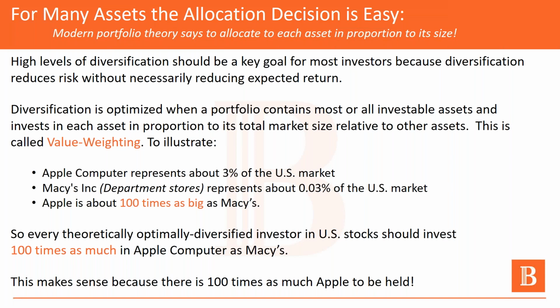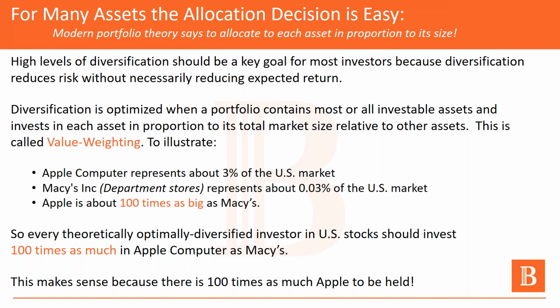So what modern portfolio theory says is that to be perfectly diversified, to be well diversified or optimally diversified, investors should put 100 times as much money in Apple Computer stock as they put in Macy's. Now that sounds very counterintuitive. It doesn't seem to be diversified between those two firms if you're putting 100 times as much in Apple Computer. It seems like you're in Apple, you're not in Macy's.